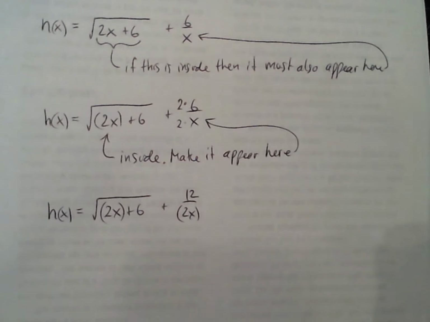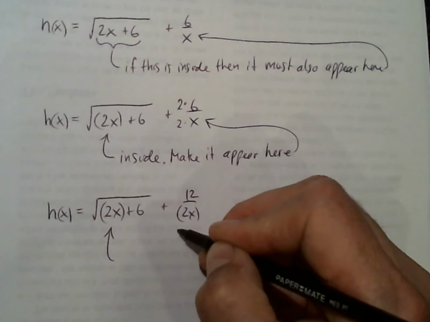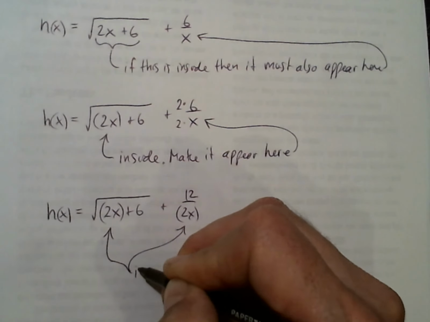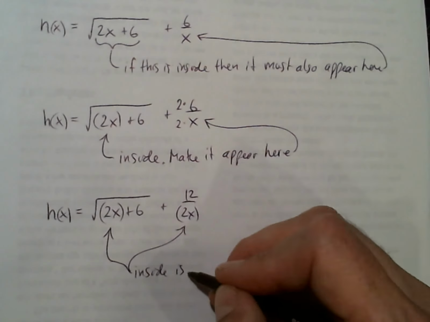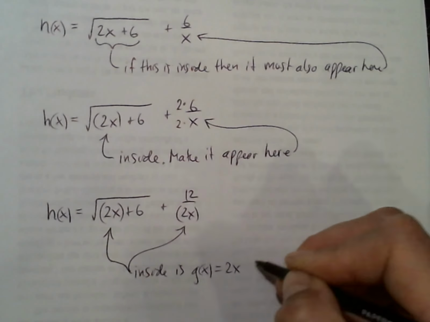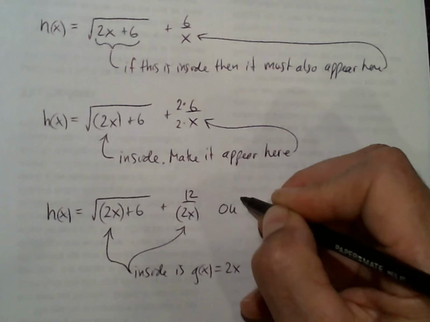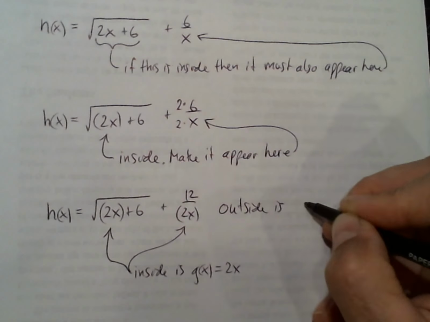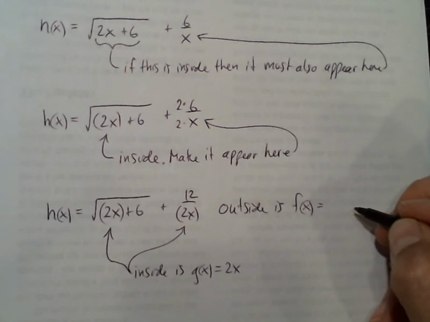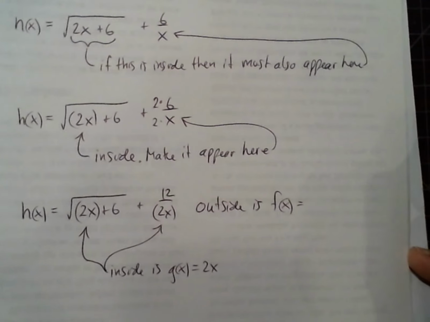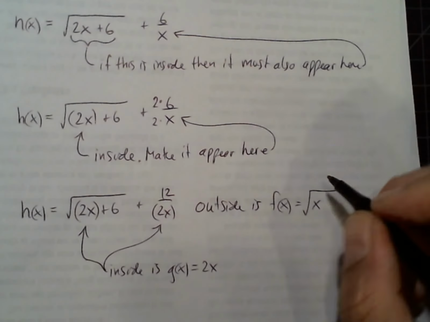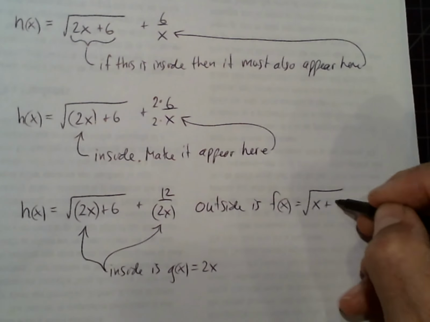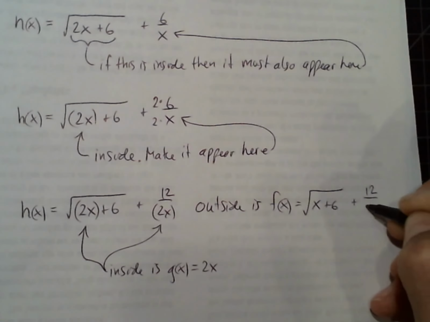So, now let's just identify what the inside is, and then we can just copy the rest for the outside. Inside is g of x, and then the outside is whatever's left. So we copy everything and then just replace the 2x with an x. So this used to be a 2x, now it's just an x because we took that out, plus 6 plus 12 over x.